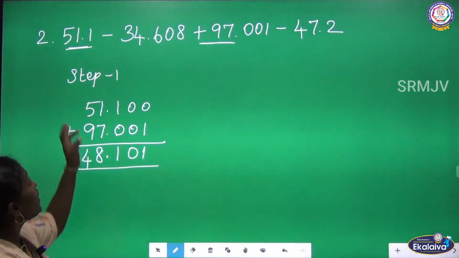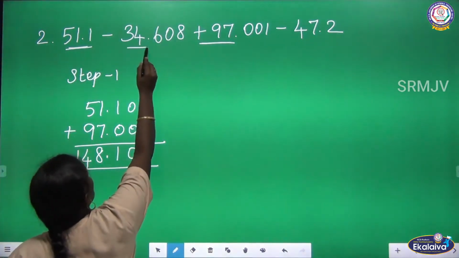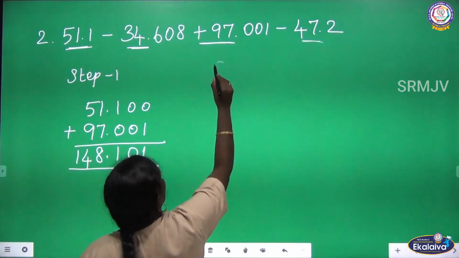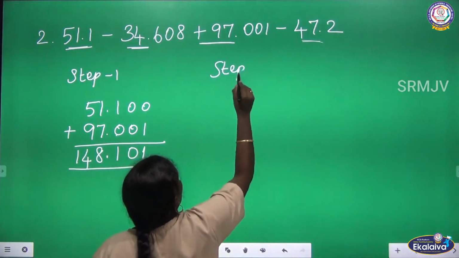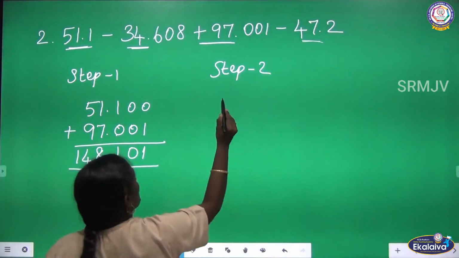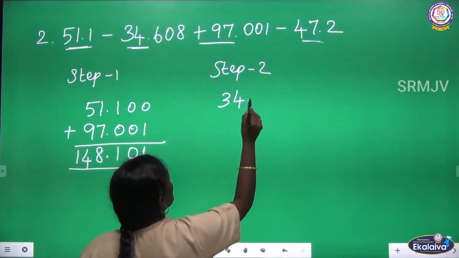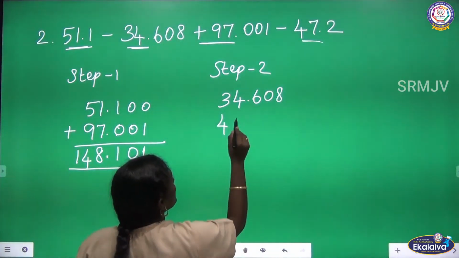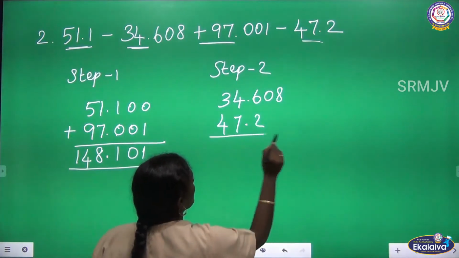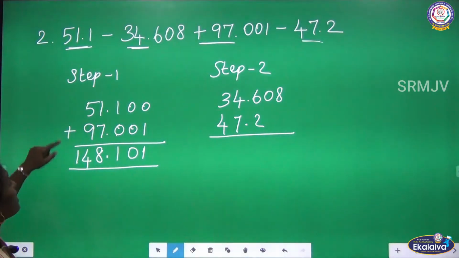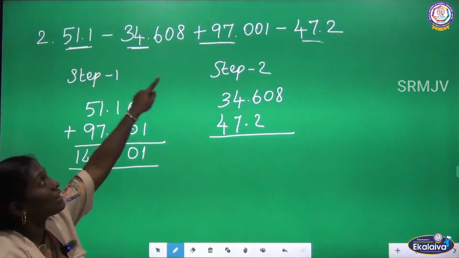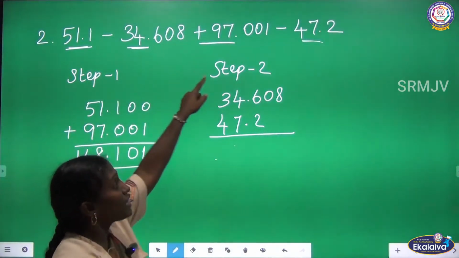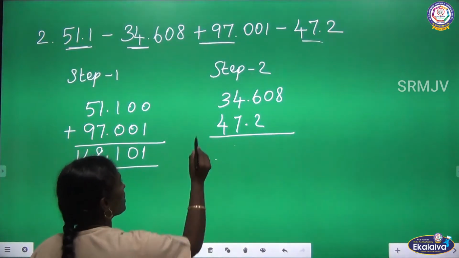Okay, in step 3 we are going to add these 2 numbers, the numbers which are having minus symbol. Okay, step 2, the first number is 34.608 and 47.2. In step 1 we have added the first number and the number which has plus symbol. In step 2 we are going to add the numbers which are having minus symbol.